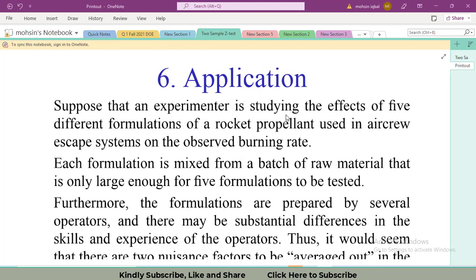In order to study the application of Latin square design, I will discuss a problem and solve it from the hypothesis formulation till its conclusion, and the calculation will be manual as well.